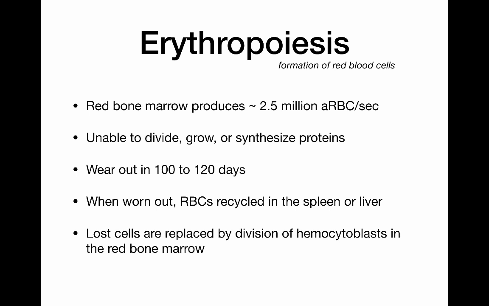The red bone marrow is going to produce these red blood cells at a rate of about 2.5 million red blood cells per second. And they don't have a nucleus, so they do not divide, they do not grow, they do not make protein, they don't do any of that stuff. They wear out in about 3 months, 100 to 120 days, and once they're done, they get recycled by either the liver or the spleen. The important parts get taken out, and then those important parts ultimately get recycled back, usually to the red bone marrow, so you can use it again.